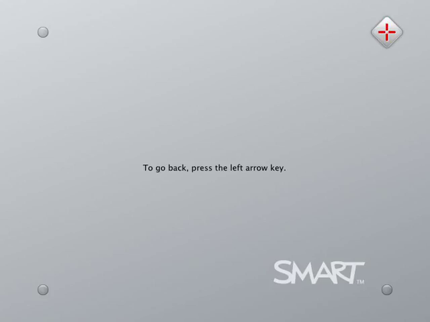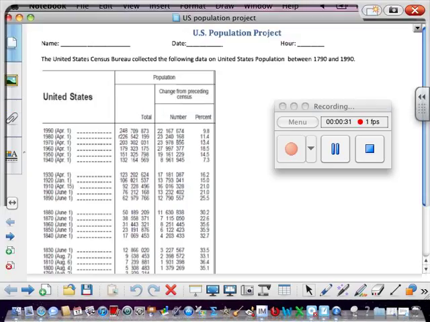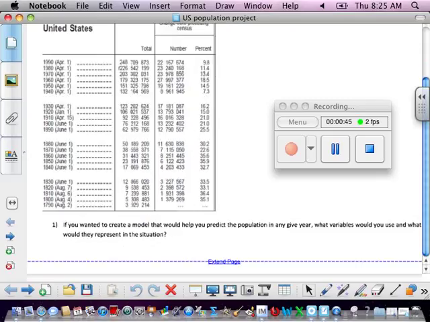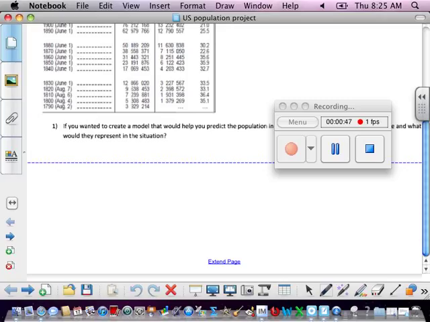So we're going to go through. We know we've got from 1790 to 1990, and it tells us how many there were total in millions. For example, in 1990, there were 248,709,873. Okay? So we're going to go down to question number 1, which we looked at together.